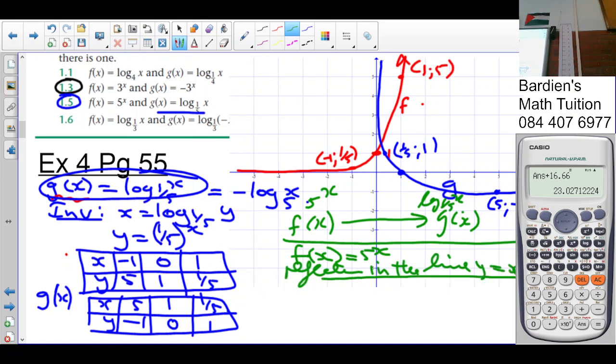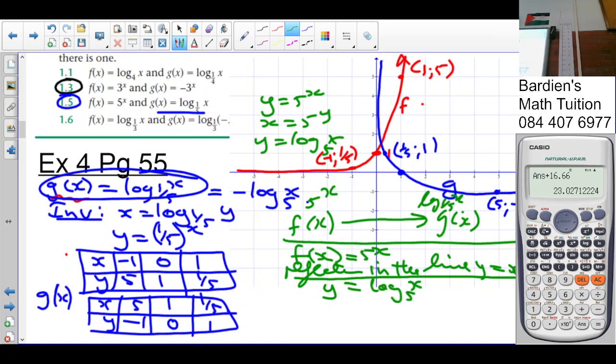So if I do that, what do I get? You interchange x and y. So that would simply be y is equal to 5 to the x, so x is equal to 5 to the y. Y is equal to log x base 5. So that's what I land up with now. So y is equal to log x base 5.